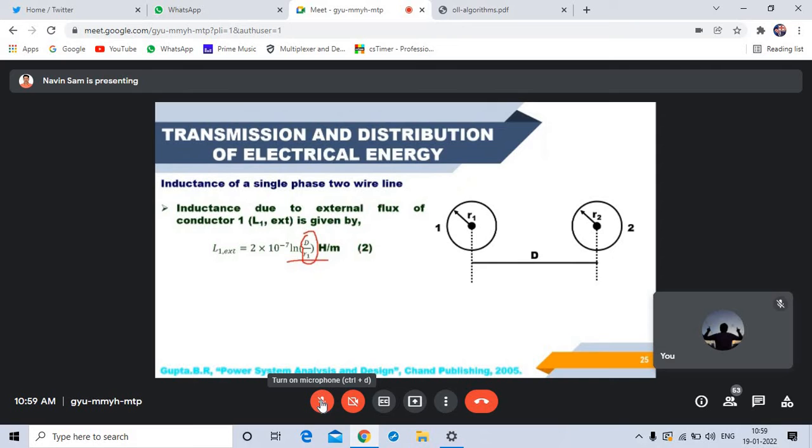Right? So now equation number 2 represents the inductance of conductor 1, that is L1, due to external magnetic flux that we have evaluated. Both the internal as well as the external magnetic flux impact on the inductance are evaluated. Now it is time to evaluate the inductance of conductor 1, that is L1. So L1 is the summation of L1 internal plus L1 external. If you are adding both, you will get an expression like this. This is L1 internal. This is L1 external.